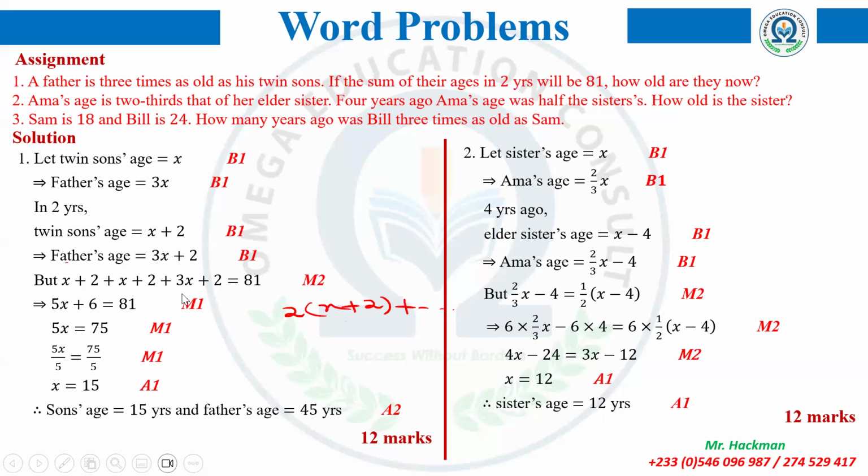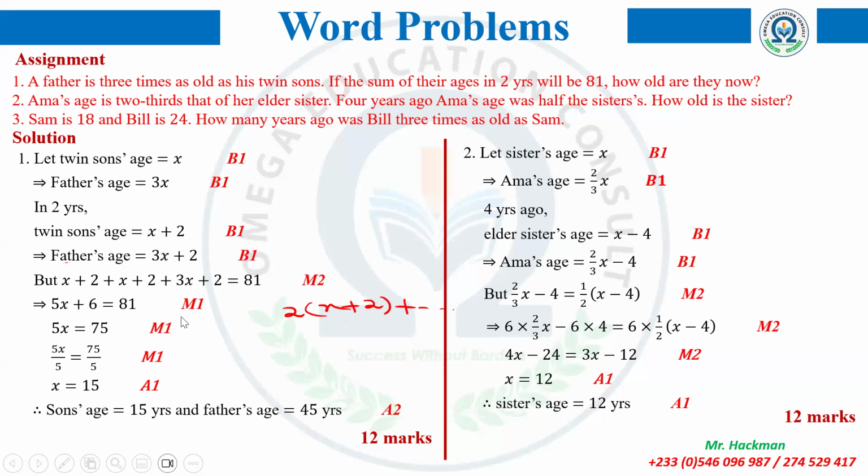So from here, you are now going to solve for your x, collect the terms in x. It will be x plus what? 3x. So that will give us 5x. Then this will give you 2 plus 2 plus 2, which will give us 6 is equal to 81. Then you get 5x equal to 75.